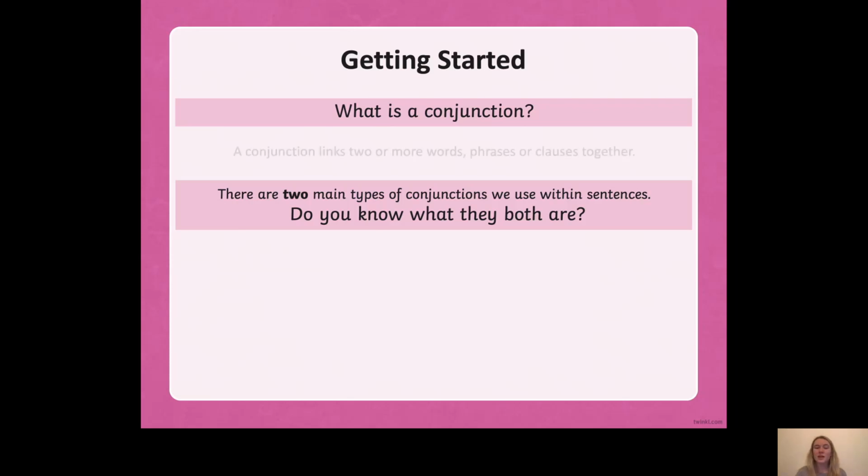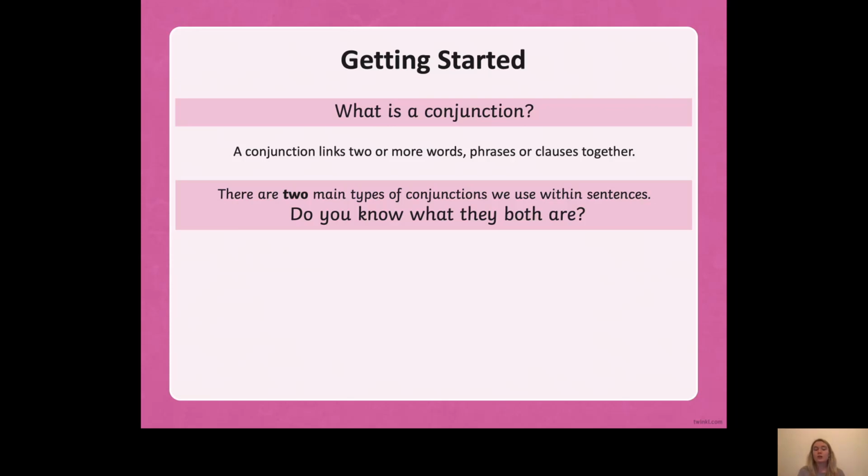Okay, Year 2, so a conjunction links two or more words, phrases or clauses together. So when I say it links two or more words, we can say, I like strawberries and ice cream. And when we talk about phrases or clauses together, we're talking about joining two sentences together with a conjunction, like we did when we used our coordinating conjunctions.